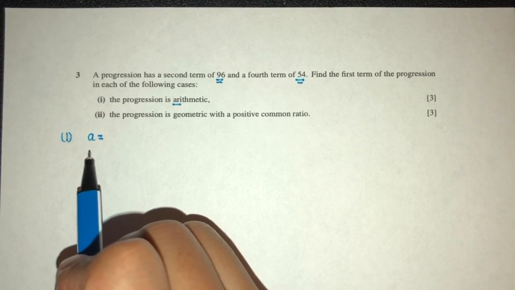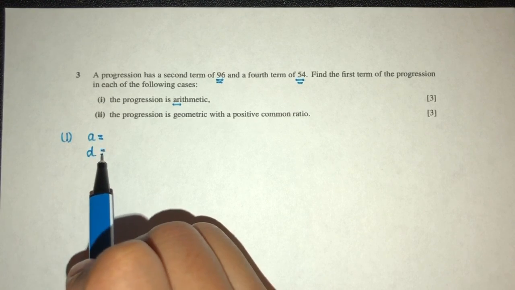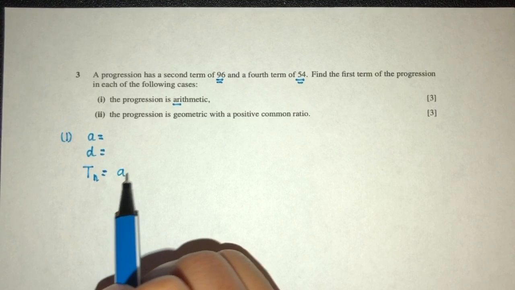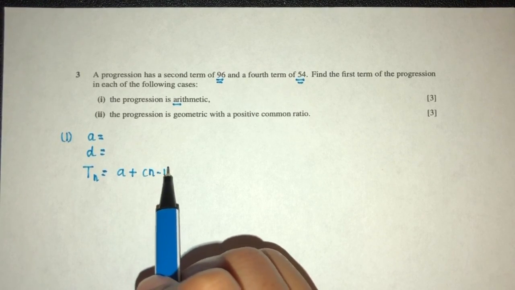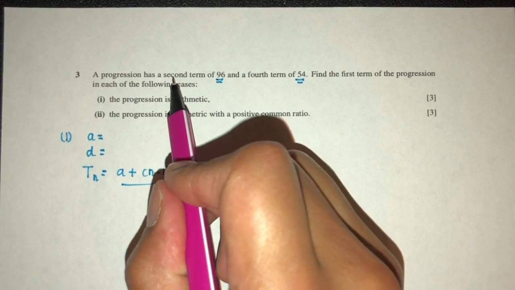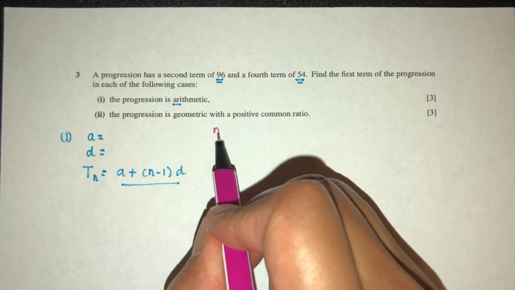I know that the common difference has to be d. We have to find that yet. And the nth term, which is the equation given to me, is a plus n minus 1 times d. So we have to use this to find the values of a and d, but first we have to form two equations. For example, here the second term is when n equals 2.